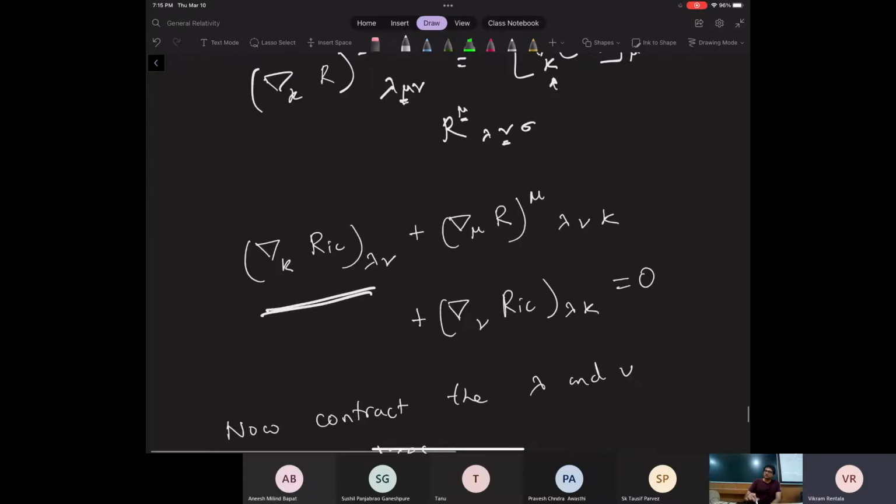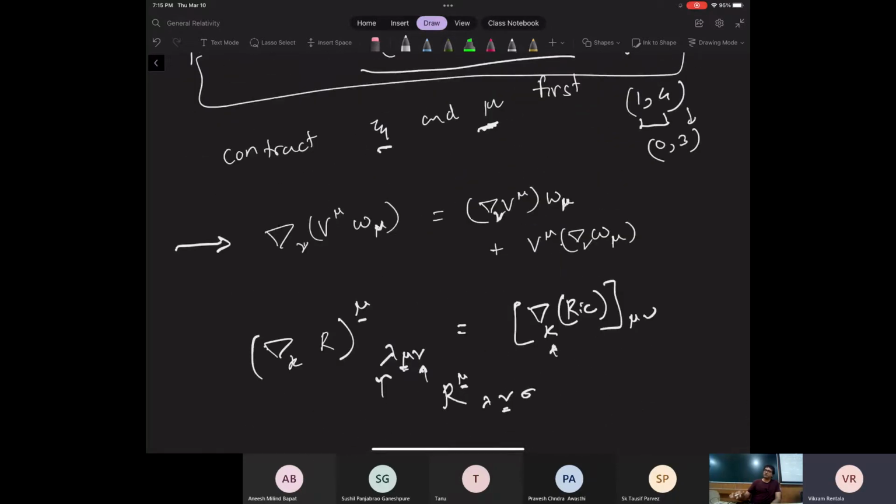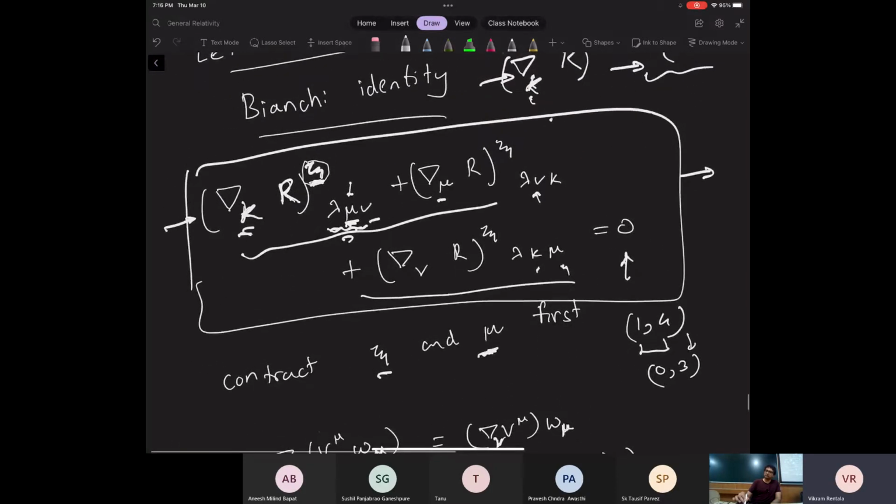So the first term is just this. It's del kappa of the Ricci tensor lambda nu, because lambda nu are the free indices over here. But that's not true for all the terms. Now if we look at the second term, I'm still contracting the xi and the mu index.